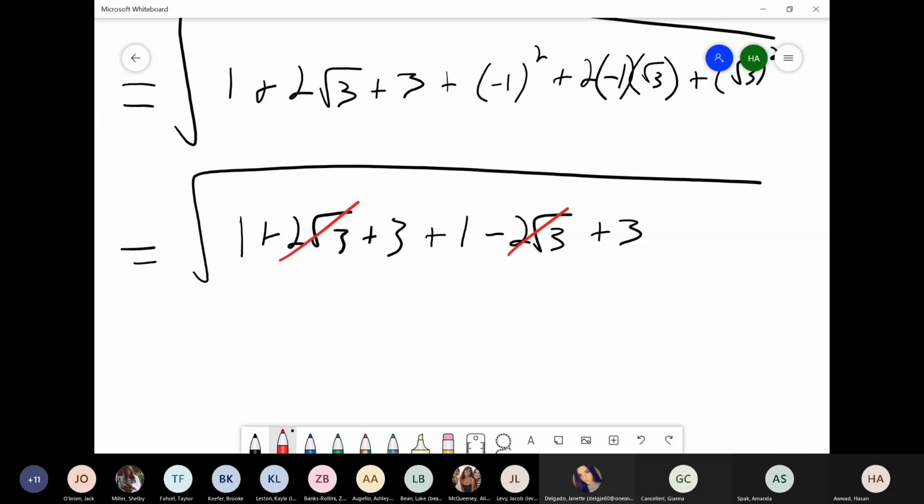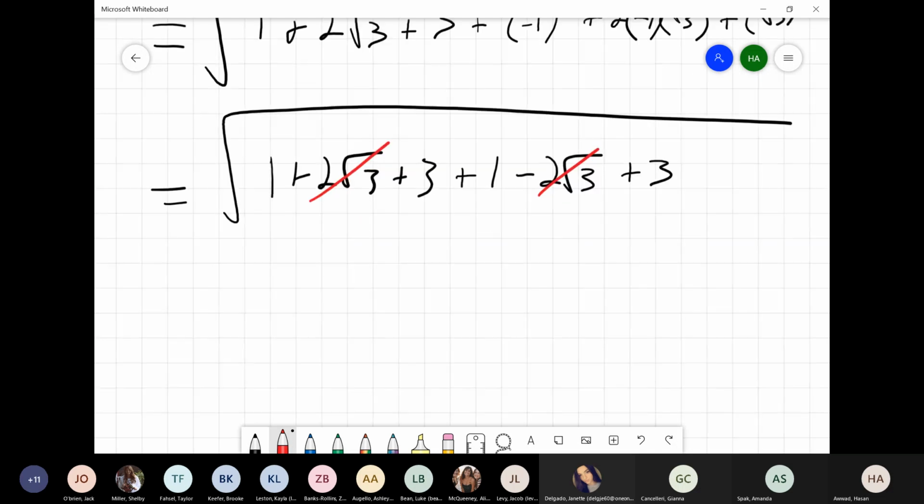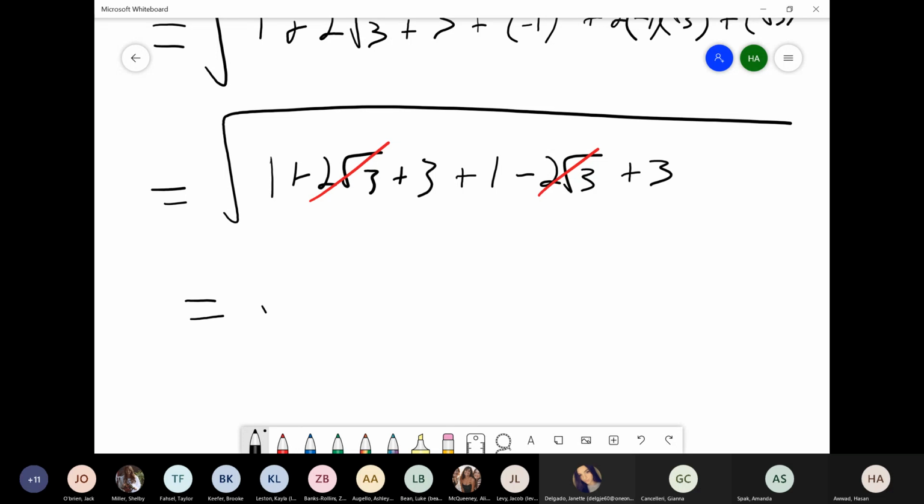And now all there's left to do is just add up all the regular constants. So we have a 1 plus a 3 plus a 1 plus a 3. So that's 6 plus 2, which is 8. So we have the square root of 8. So equals square root of 8. And we know square root of 8 is 2 square root of 2, just like we determined up above.